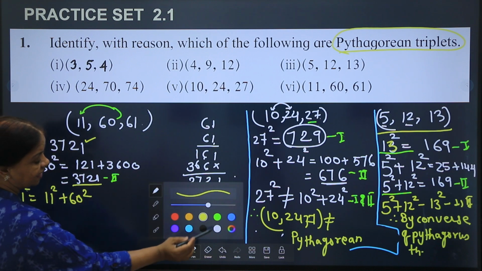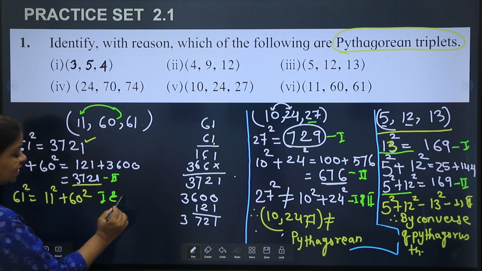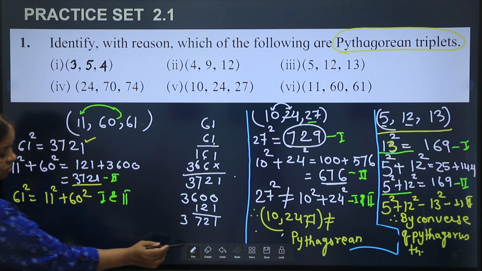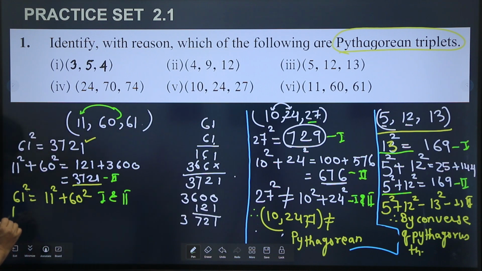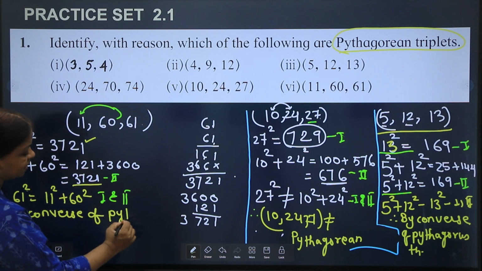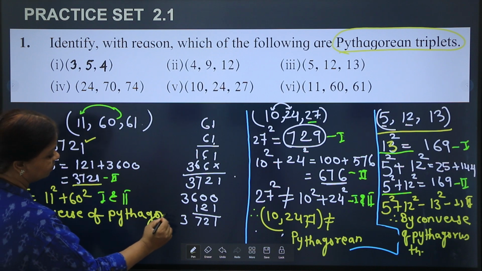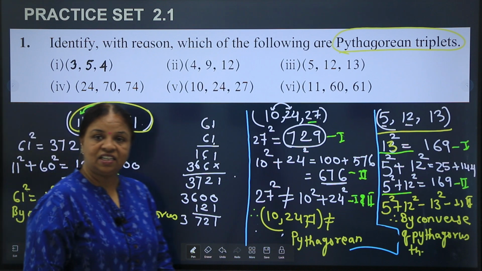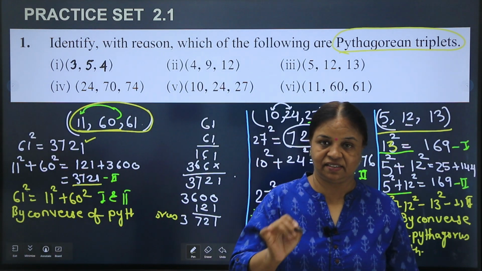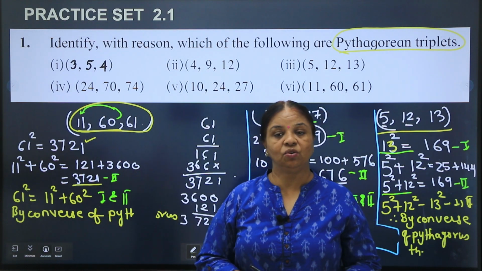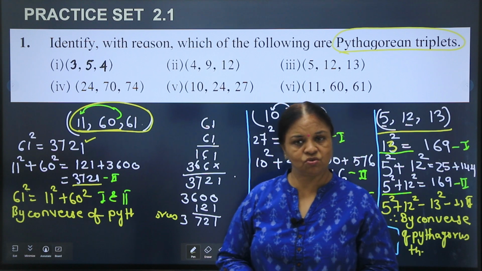So from first and second, these two are equal. If they are equal, by converse of Pythagoras theorem, 11, 60 and 61 is a Pythagorean triplet. It is very essential to write at the end, children, that because of converse of Pythagoras theorem, 11, 60, 61 is a Pythagorean triplet. Let's move to the next question, children.